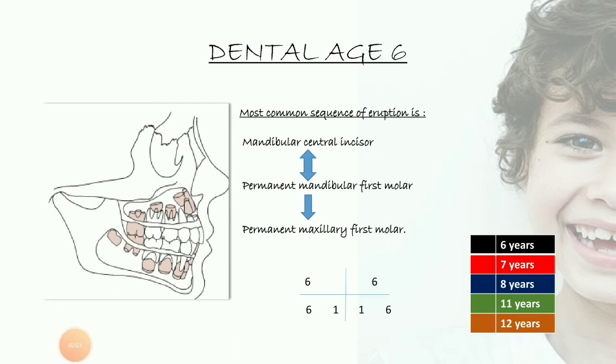So now first is dental age 6. We will see which teeth erupt into the oral cavity at 6 years of age. Firstly there are the mandibular central incisor and the permanent mandibular first molar. Then after these two teeth erupt, the permanent maxillary first molar erupts into the oral cavity. So at the age of 6 years we have the maxillary first molar and mandibular first molar along with the mandibular central incisor, which we can see in the naming system below.